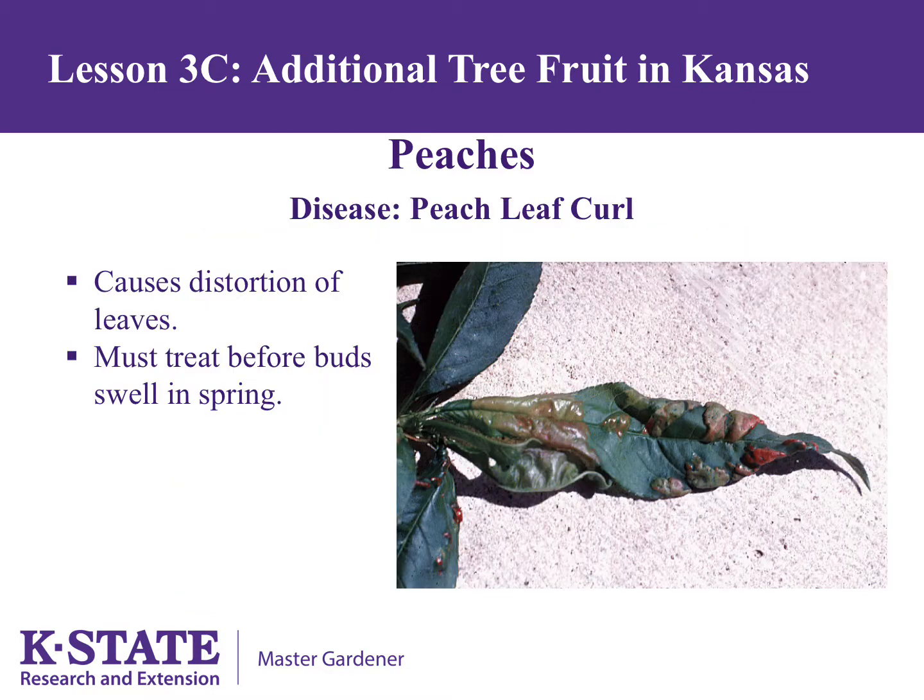The most common disease for peaches is peach leaf curl. By the time you see symptoms, it is much too late to treat. For good control, a fungicide must be applied before buds swell in the spring. In some years, this can be as early as late February, but a March application is much more common.